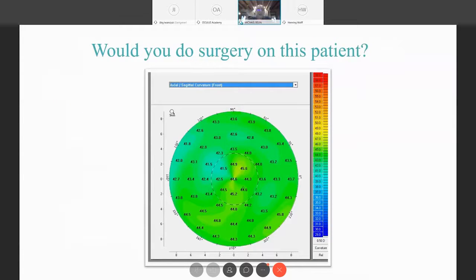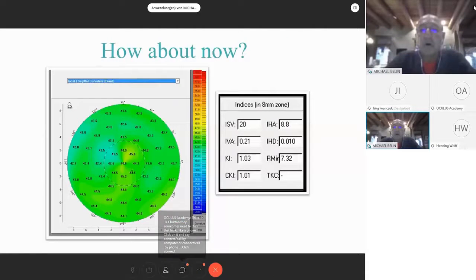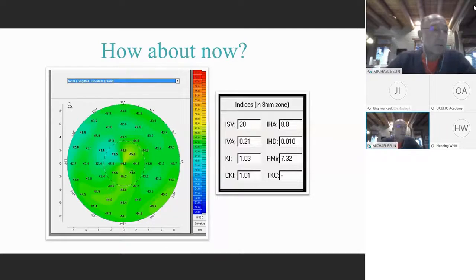So let's look at this example here. This is an anterior sagittal curvature map. And would you do surgery on this patient? Well, if you look at the map, it looks very, very normal. It's almost a spherical map, very little cylinder. It looks completely normal. And if we look at the anterior surface indices, you can see here they are all completely normal. So again, we have a normal looking map, we have completely normal anterior surface indices, and the question again is, would you do surgery on this patient?